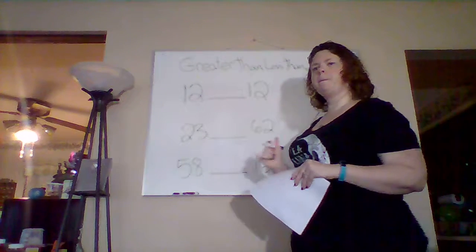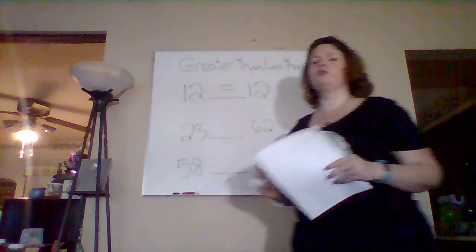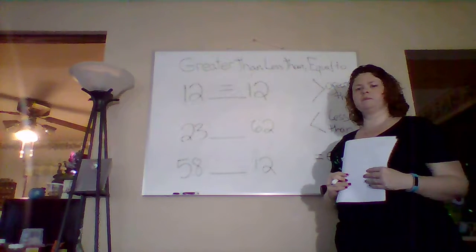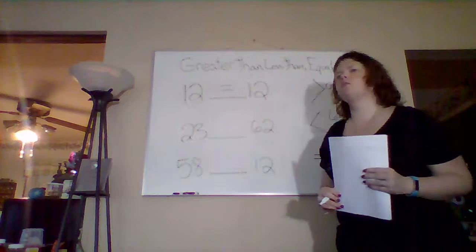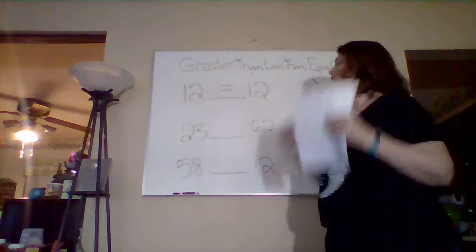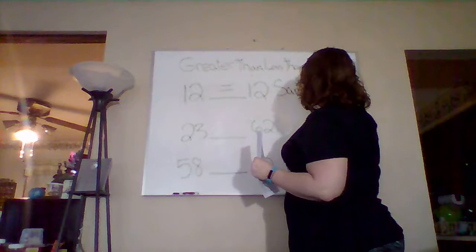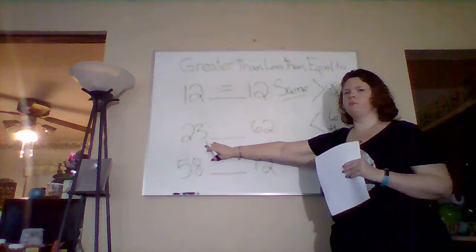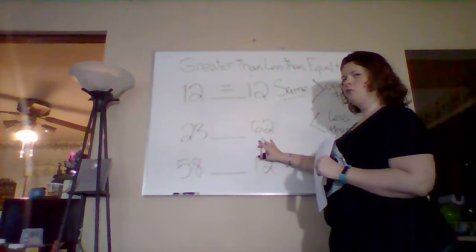Christopher. The equals. And can you tell me why we're choosing the equal sign? Because 12 and 12, neither of them are greater than the other, or less than the other. So what's another word for that? They are the same. Yes, they are the same. You got it.